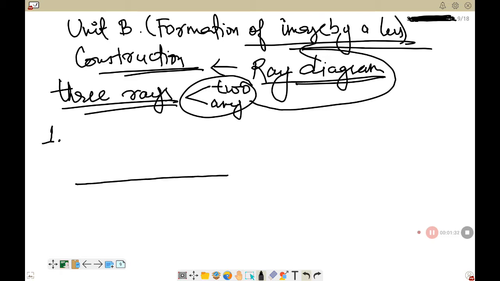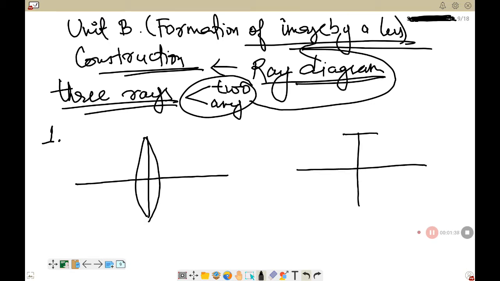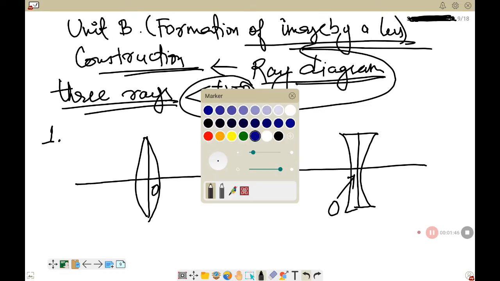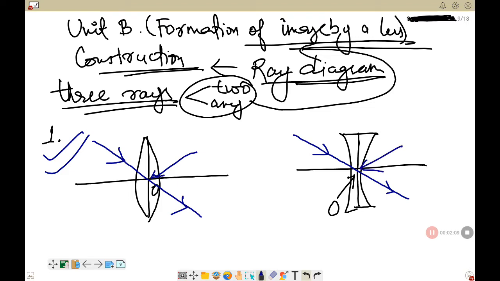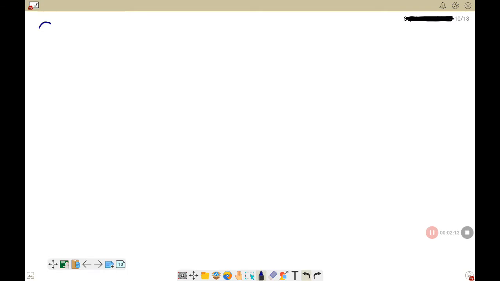The first ray, let me draw the two lenses here. This is my convex lens and here I have my concave lens. This is my optical center O, and here this is my optical center O. Now when there is a ray which is directed towards the optical center, it passes undeviated. So this applies both for concave and convex lens. So this is our first ray. A ray which is directed towards the optical center passes undeviated. Understand?